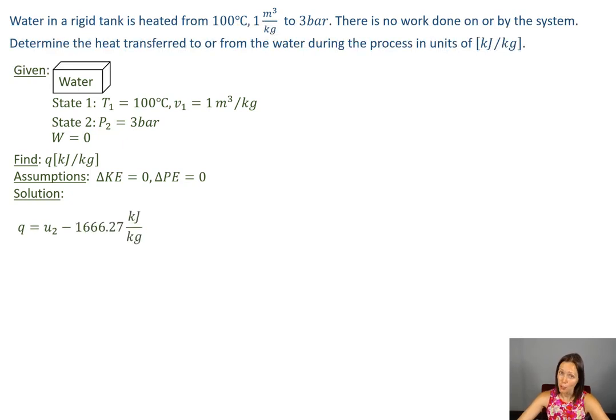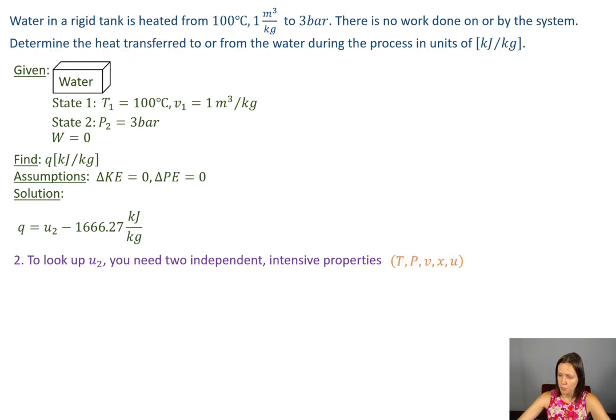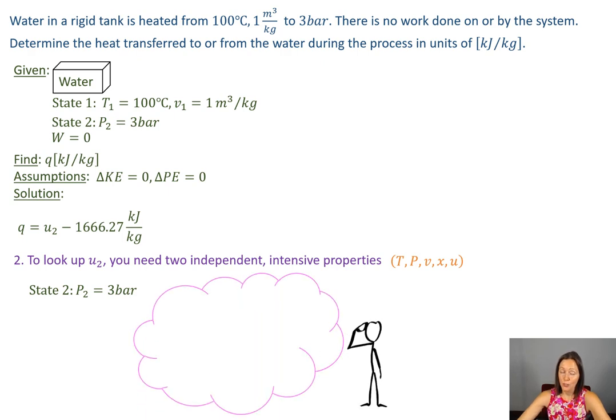Now I need to figure out what U2 is. Still need two independent intensive properties to figure out U2. I know temperature, pressure, specific volume, quality, internal energy. Those are all intensive properties. Now let's see what I know about state 2. I know pressure. That's it. I need another something to fix my state. So I probably need to assume some things.